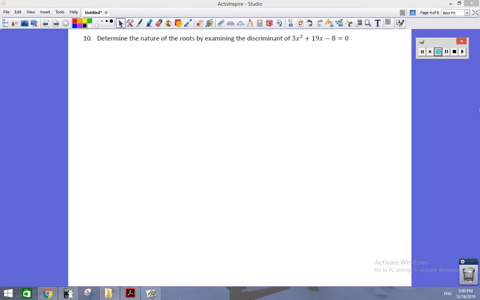Let's take a look at number 10. Determine the nature of the roots by examining the discriminant of this quadratic equation. Now, it's not asking me to solve the quadratic equation, but just to talk about the solutions. The discriminant is b squared minus 4ac. It's the part that's underneath the radical of the quadratic formula.